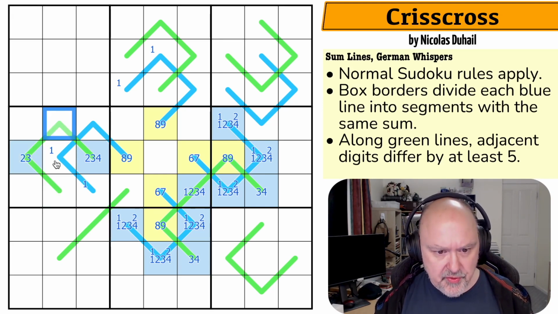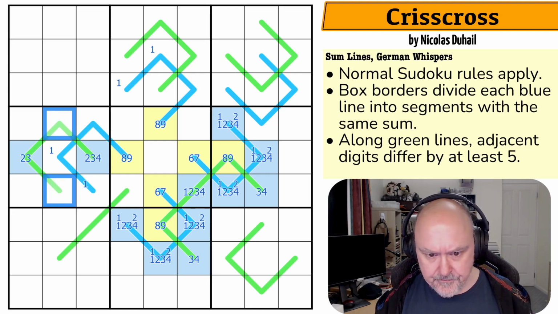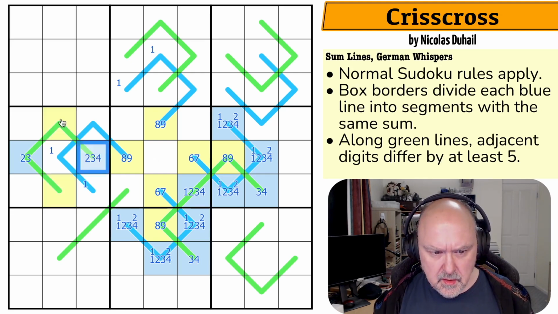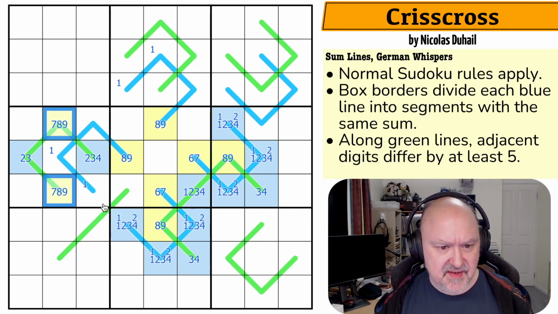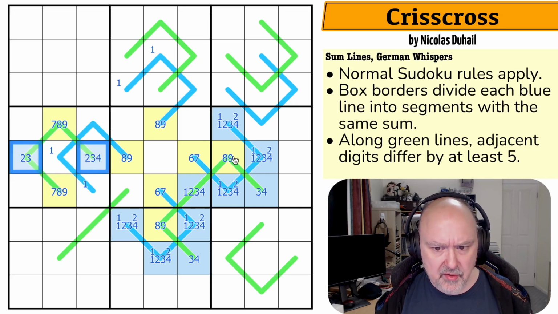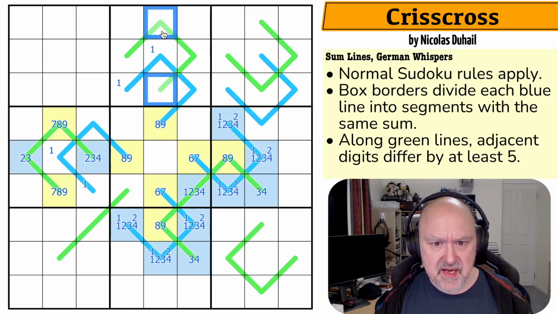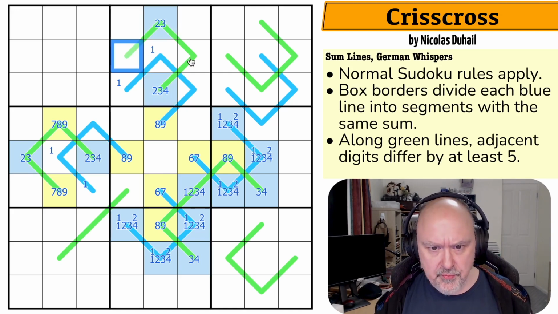So that's a 2 or a 3, but these are high digits. And they can't be 6. They're 7, 8, 9, because a 6 can only go next to a 1. And I can't put a 1 on that line. But the same is true up here. These have to be low. And they can't be 1, so they're 2, 3, 4. This can't be a 4, so it's a 2 or 3. These are high digits. And they're 7, 8, 9 because I can't put a 1 in any of those.